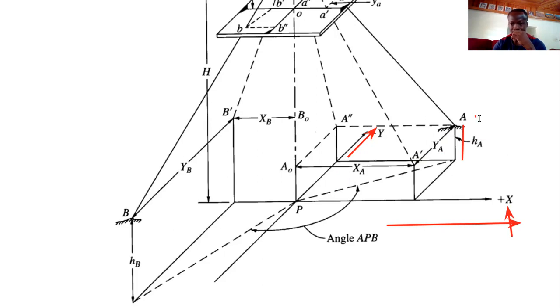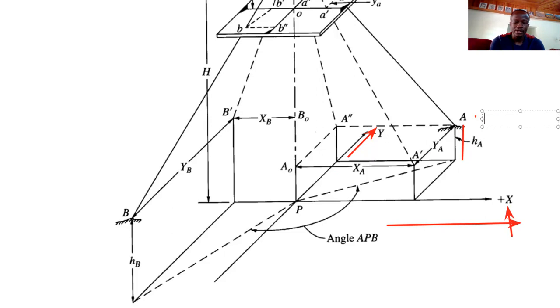The coordinate of point A is XA, capital. Don't use small letter x. If you use small letter x, it means it's a photo coordinate or image coordinate. So don't do this, it means you don't know what you are doing. Also, he's using small letter h for HA, which means it's not the flying height. Capital H is the flying height.